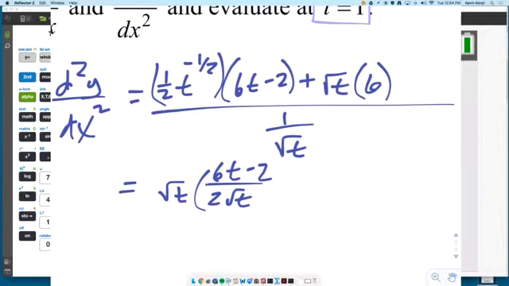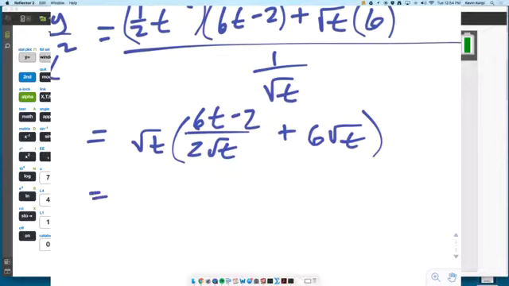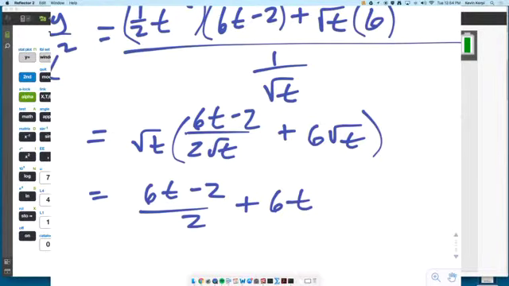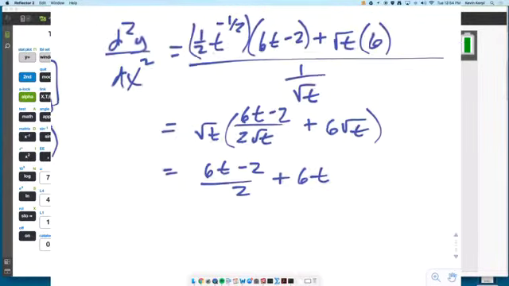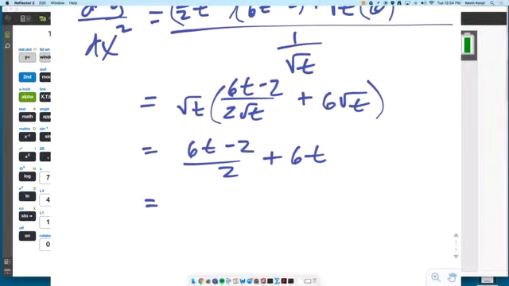So I'm moving through the algebra here a little bit quickly, but the idea is that we're combining two derivatives here. So distributing now, we get 6t minus 2 over 2 plus 6t. So there's kind of a cleaned up version of it. Or even more, you could say it's 3t minus 1 plus 6t, which combines to give you 9t minus 1.